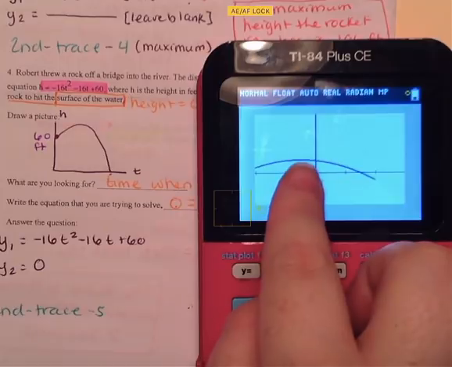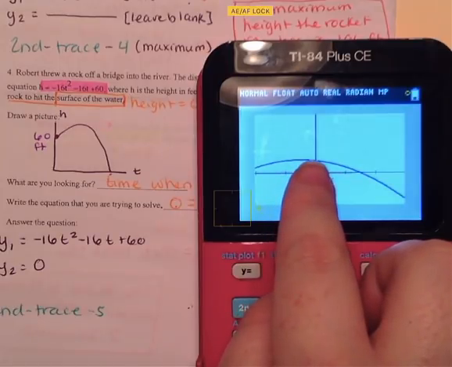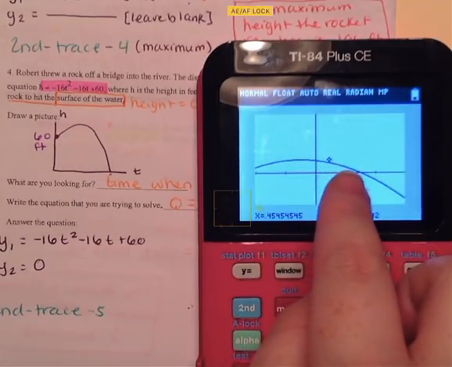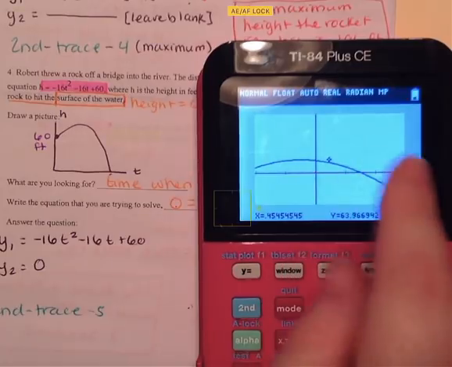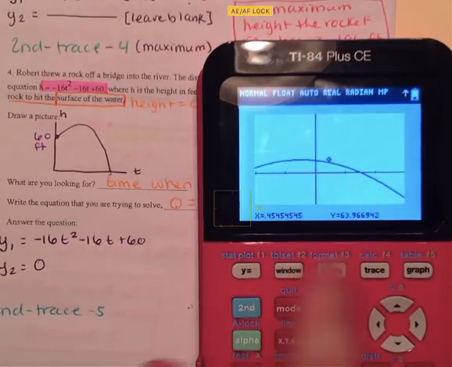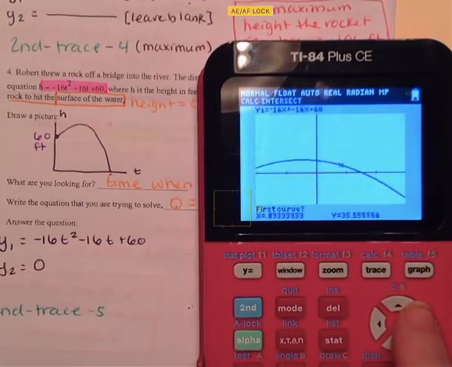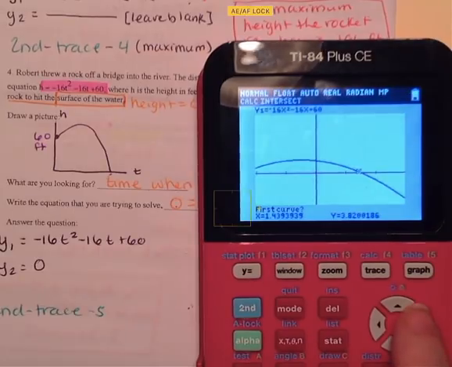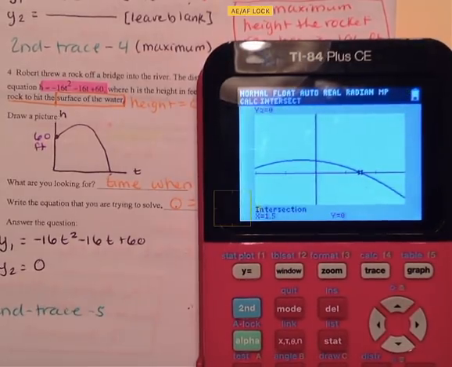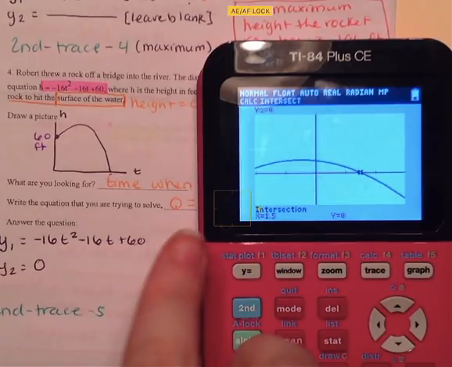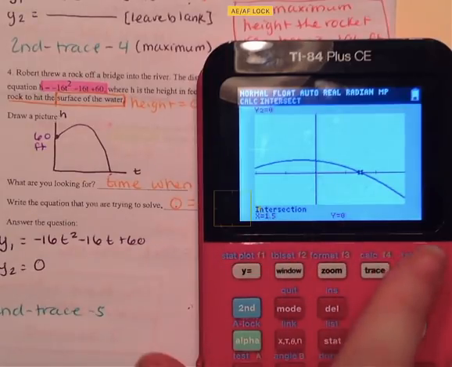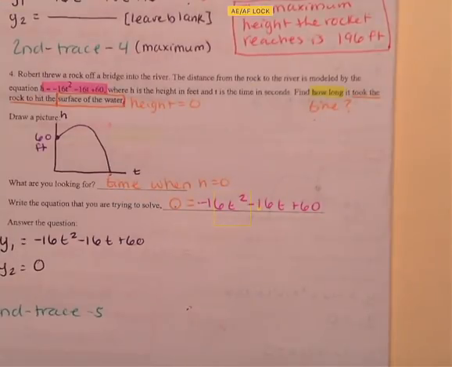So this is where Robert's standing, and he's throwing the rock, and it's going to hit the water right here. So we want to find the intersection. I'll do second trace, and I want 5. Then I go to where the rock is hitting the water. This is the rock hitting the water. So I press enter three times. Enter, enter, enter. So 1.5, 0. Our x value is 1.5.